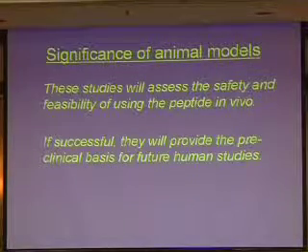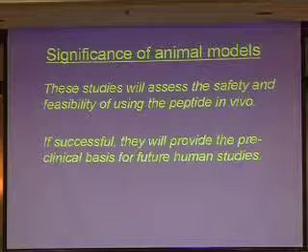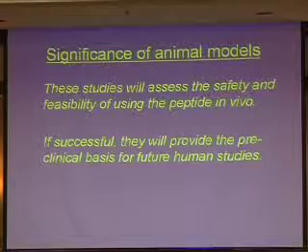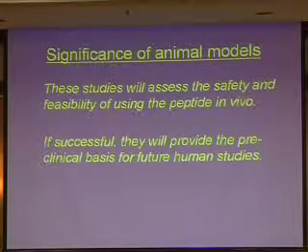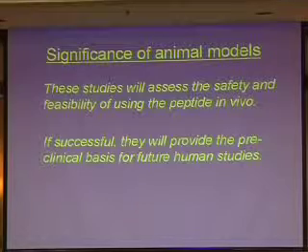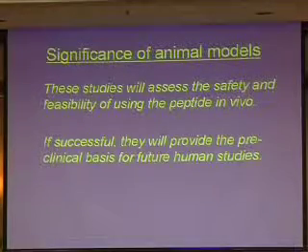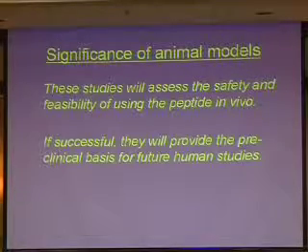So the overall significance of these animal studies is that they will allow us to assess the safety and feasibility of using this peptide conjugate in vivo. And if successful, we hope that they will be able to provide the preclinical basis for possible future human studies and will help to allow better detection and diagnosis of HER2-positive breast cancer metastases.